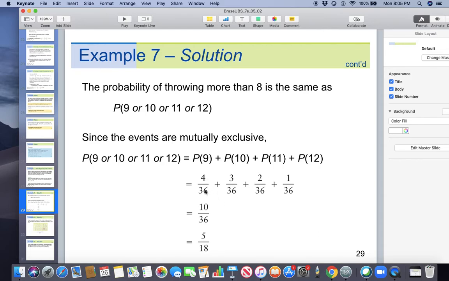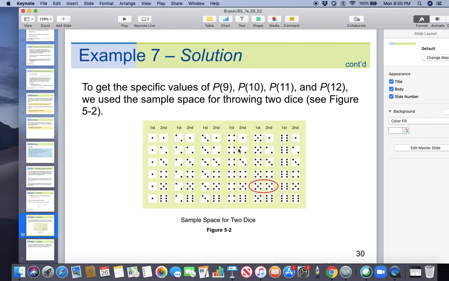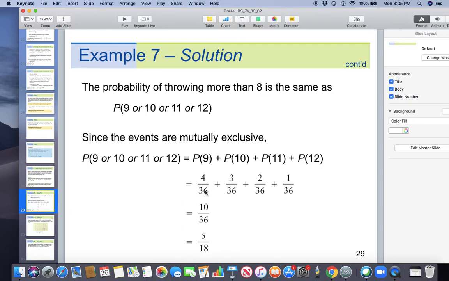So how do they get these numbers? Let's look at 9, for instance. How do I get 9 here? If you notice, I need a 3 and a 6, that's a 9. A 4 and a 5, that's a 9. A 5 and a 4 is a 9. And a 6 and a 3 is a 9. So there are 4 ways of getting 9. And that's how they get 4 out of 36.